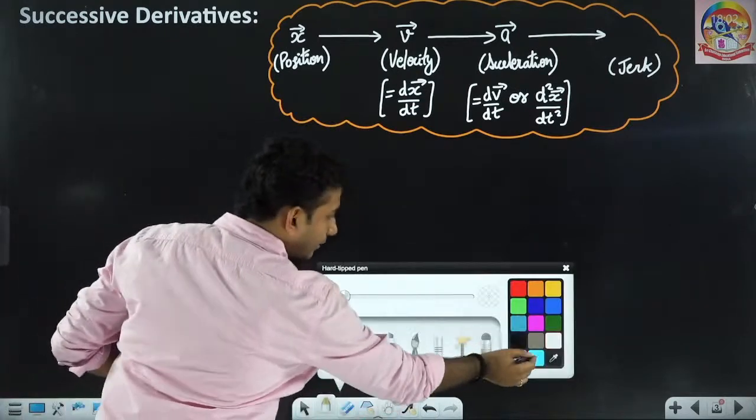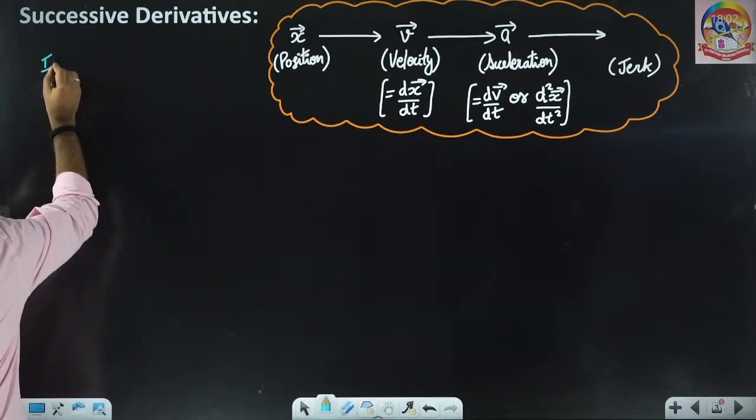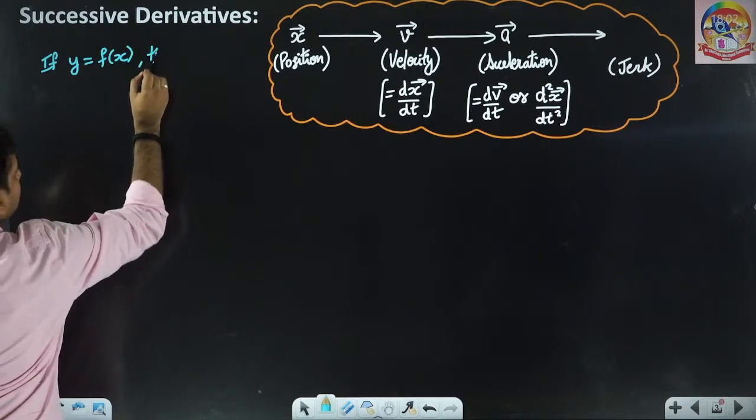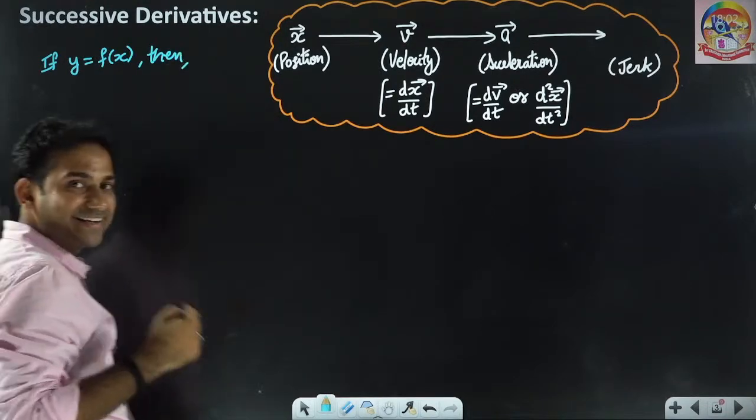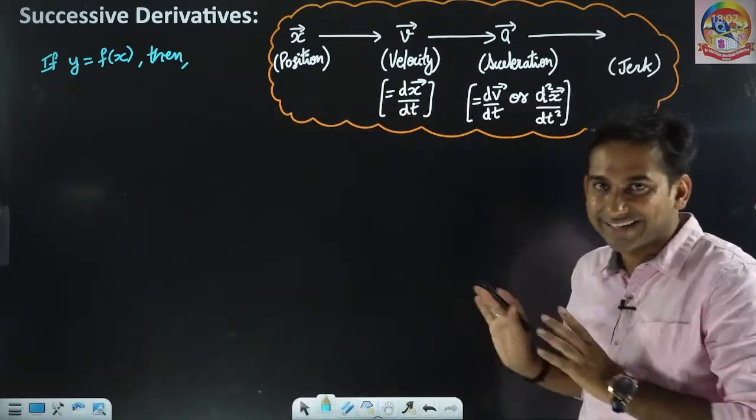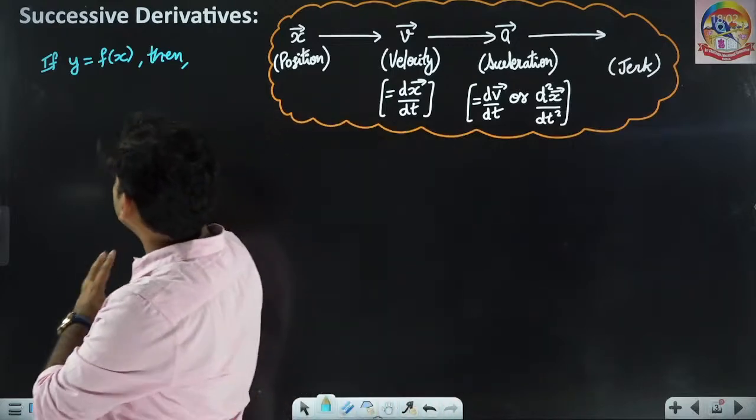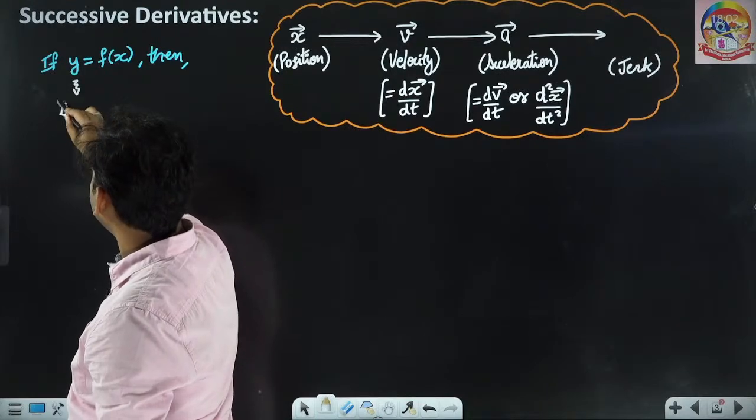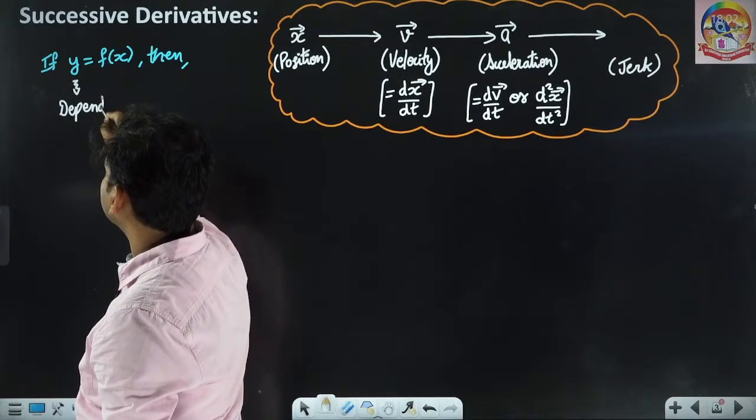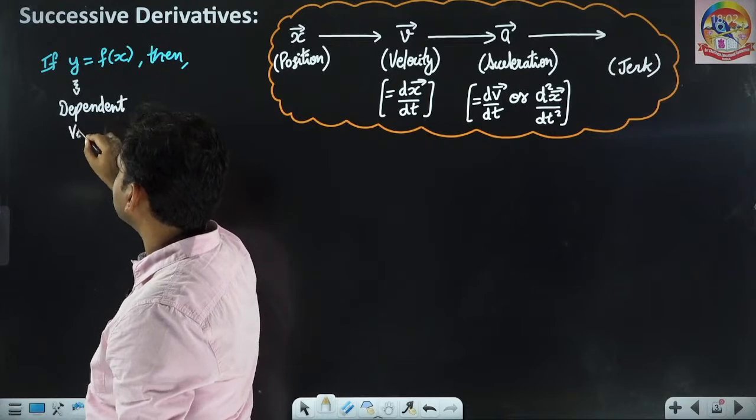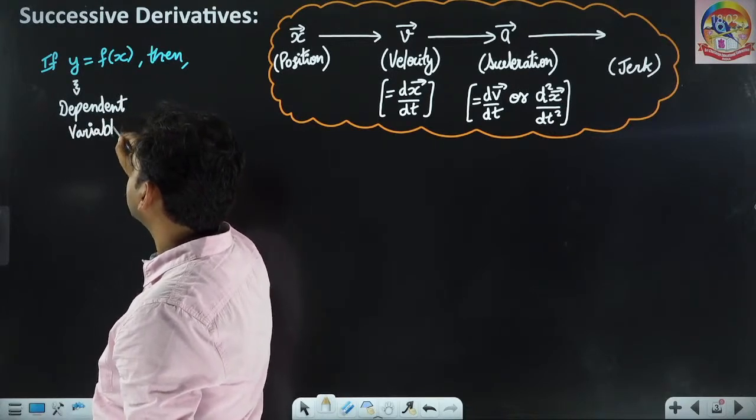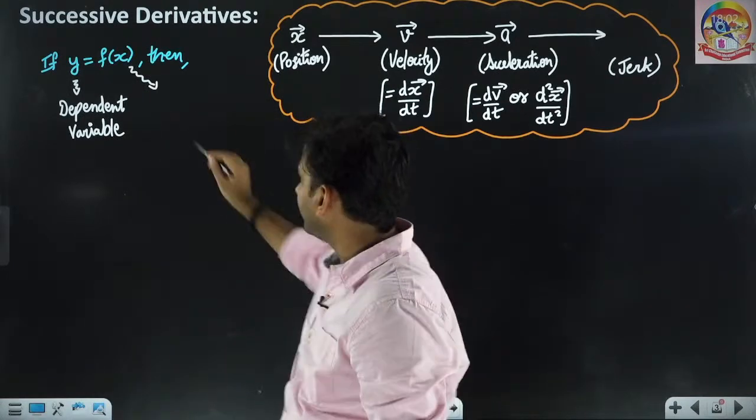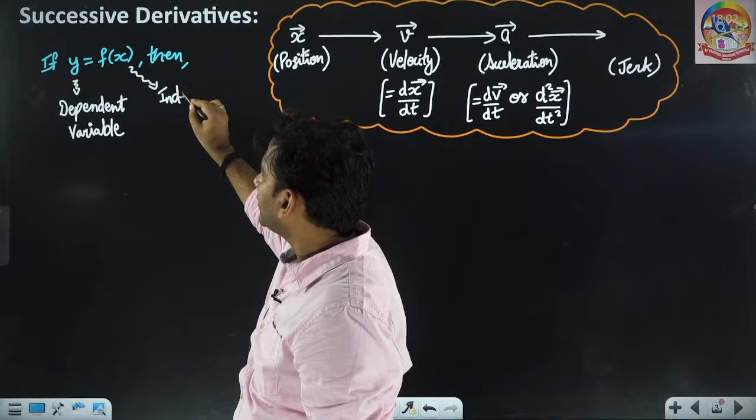For example, if y is given as a function of x, I'm just telling you how to write it. Learning the differentiation we will see from the next slide. So if y is a function of x, then you remember I told you that y will be your dependent variable because that is the output. Output is a dependent variable because it depends on input, and input variable is an independent variable.